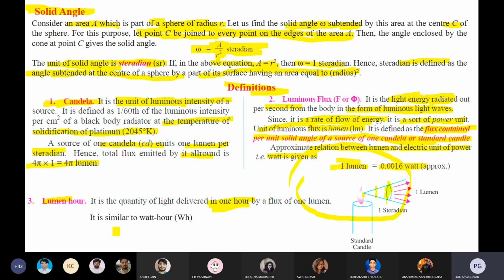It's similar to the watt hour for energy. The lumen hour is also a unit of energy, light energy. The watt hour is a unit of electrical energy, so the lumen hour is the unit of light energy. I think all of you can understand what these definitions are.